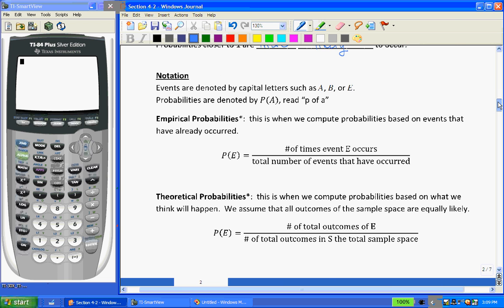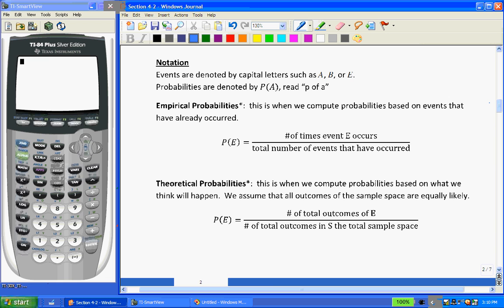Okay, next we want to make sure we are comfortable with notation. As you've seen me do so far, events are denoted by capital letters such as A, B, or E. Sometimes we like to use letters that are relevant to the context of the problem, which is okay. Probabilities are denoted by P parentheses A, or we read that P of A, similar to function notation like f of x.